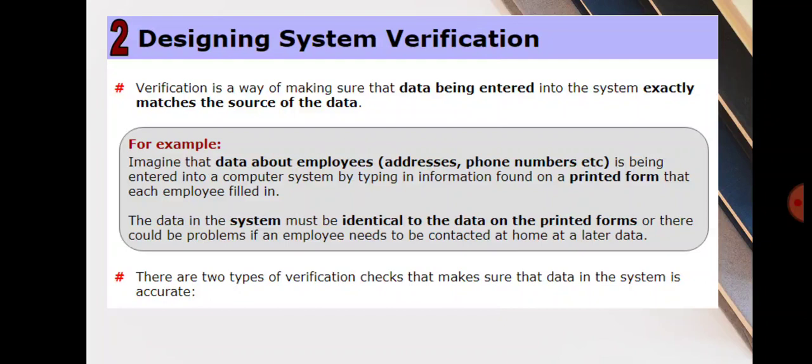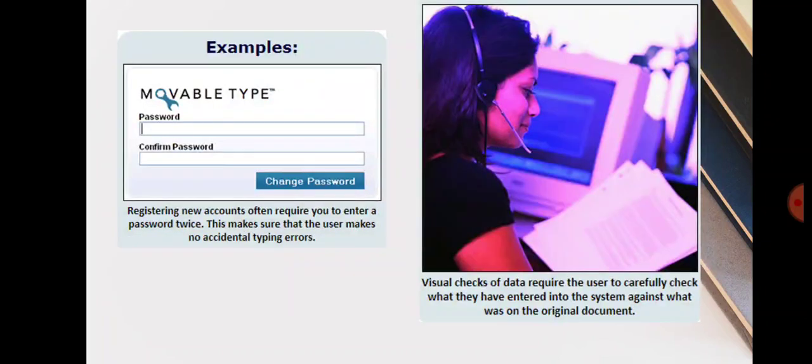So as I said, there are two types of system verification. Before that, here is an example. When you are typing a password, you'll be asked to type it two times. That is known as double data entry. If the two entries mismatch, or you are not typing the correct password in both fields, you will not be allowed to proceed further.